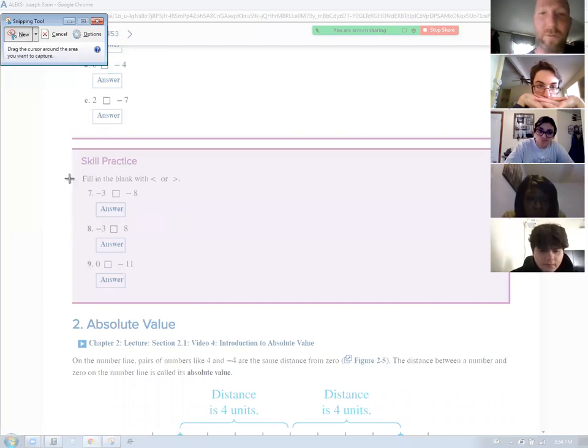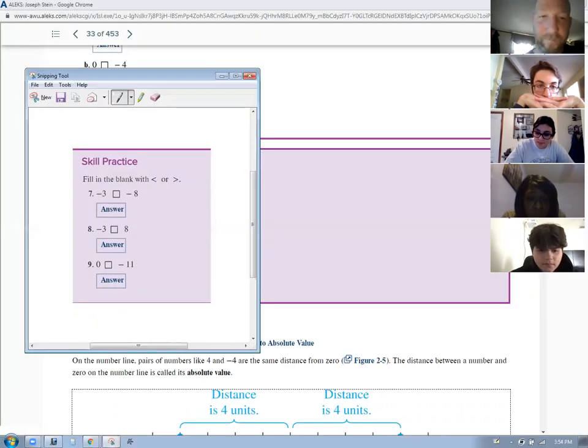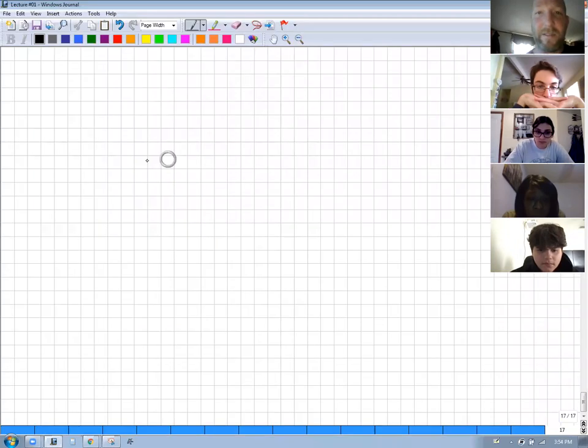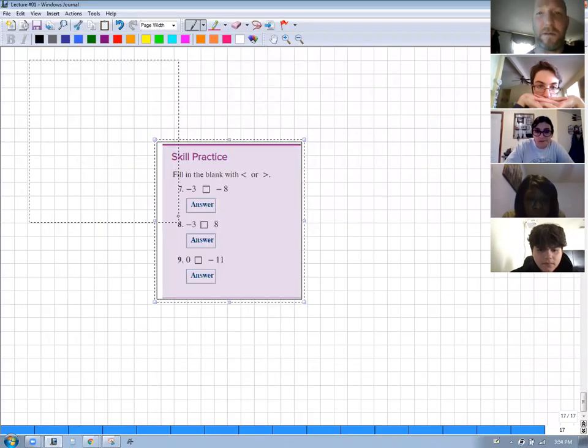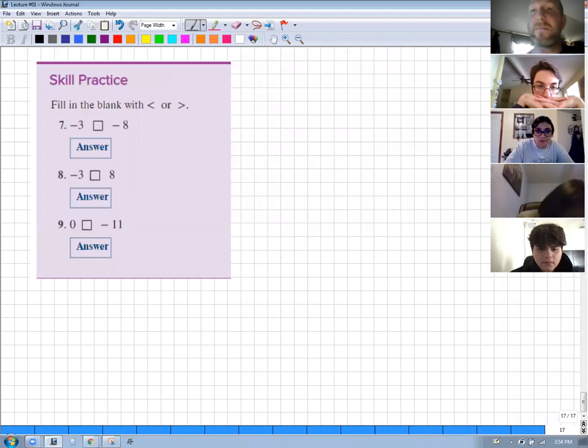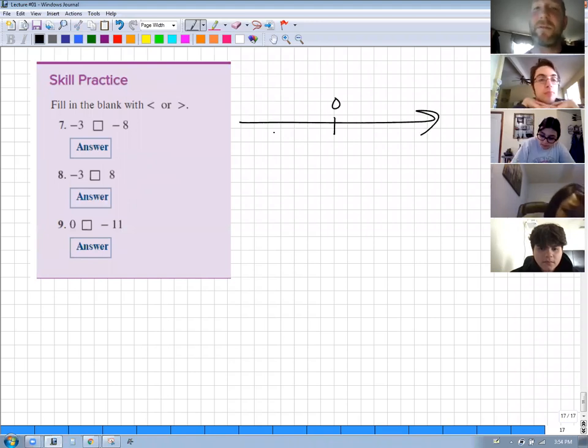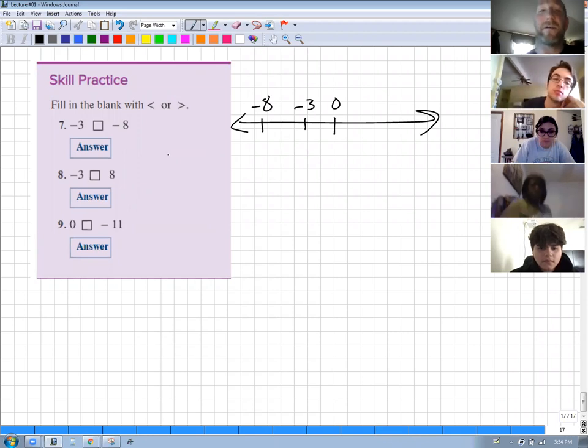Do our skill practice here. Same thing here. There's zero. There's a negative three. Here's a negative eight. The negative three is to the right of negative eight, so negative three is greater than negative eight.